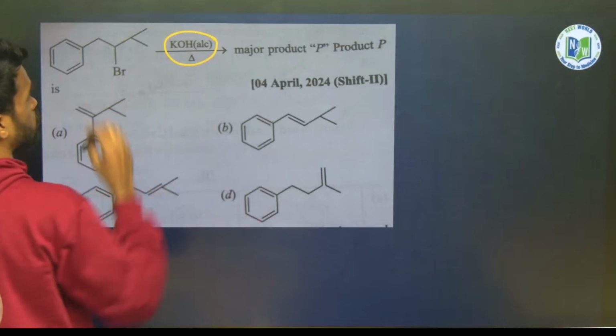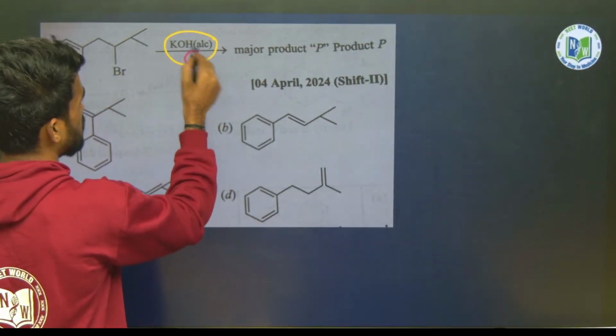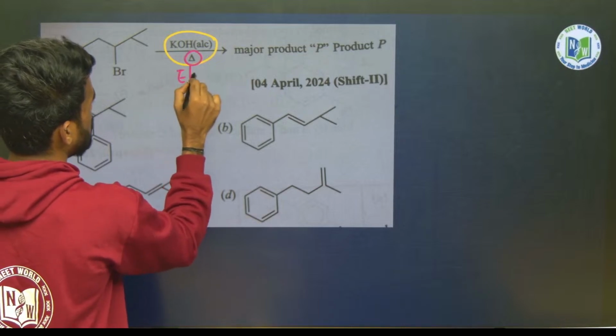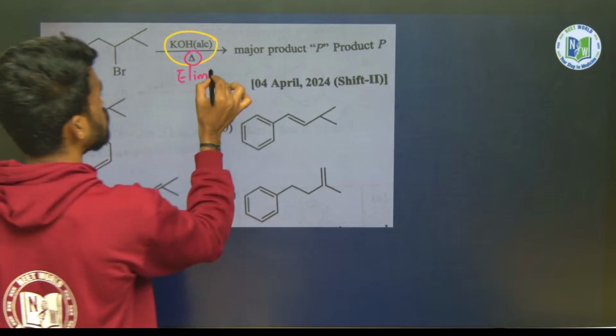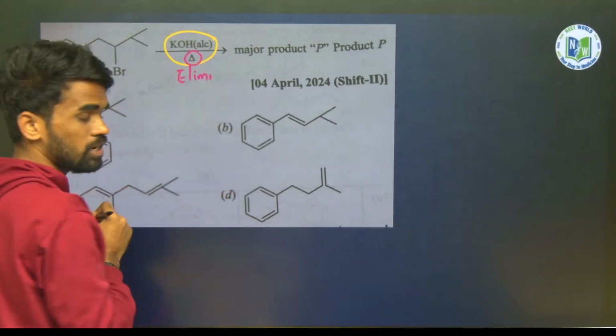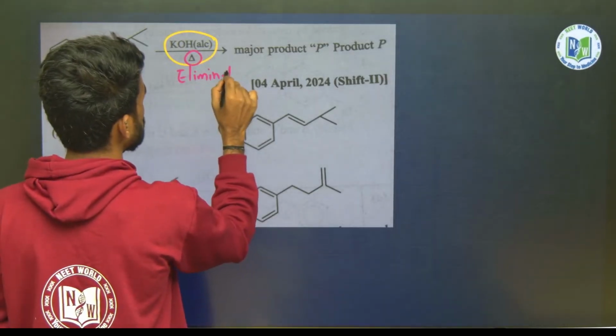Next. Tell me what is the answer for this particular question. What is the major product formed in the given reaction? We have KOH in alkali medium, alcoholic KOH is given. Alcoholic KOH under heating conditions undergoes an elimination reaction. Just by looking at the reagent and given conditions, you should understand what type of reaction it is and predict the product accordingly. So elimination reaction is taking place here.